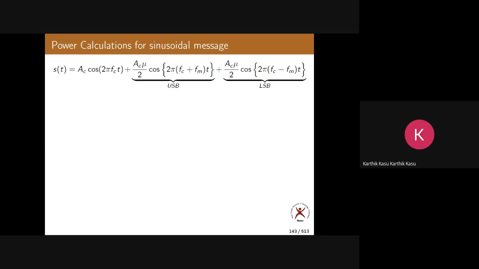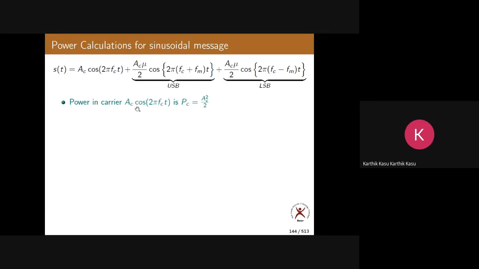Now let us go to our general method of having the message signal be sinusoidal. Power calculation for a sinusoidal message signal: I am taking m(t) to be Am cos 2 pi fm t. Now this is s(t), as we told in the last class also. Let us do some calculations for this special case.